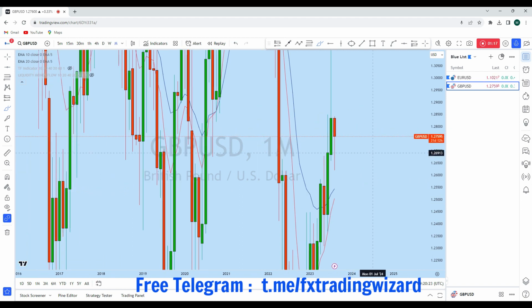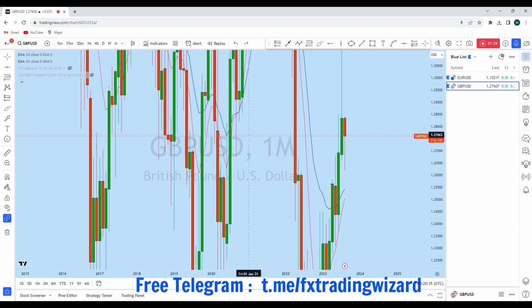Now with that bounce, what I think is that GBP USD may come down again. As we have seen a pullback, we can expect another drop towards the downside from a longer term perspective.